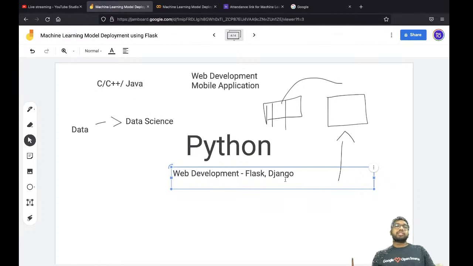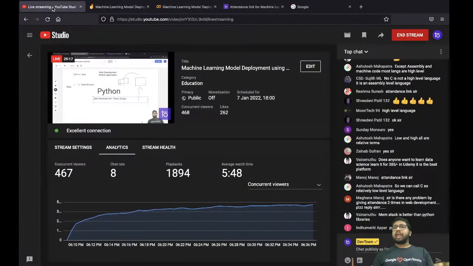I want to create a mobile application. Now, is it possible to use Python? Because we know that if you want to create a mobile application, currently the most famous technology going on is Flutter. You must have heard about that. I believe so.